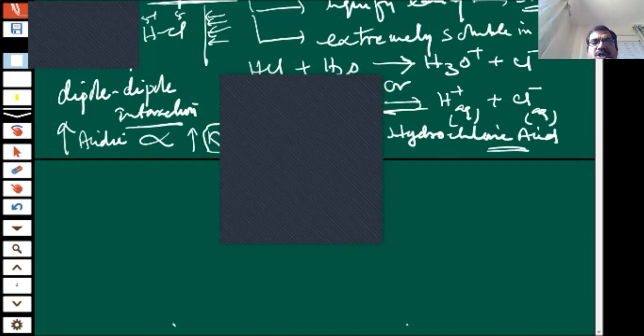Then it will be inversely proportional to basic nature. Yes, more is the Ka, more is the acidic nature, and less is the basic nature.